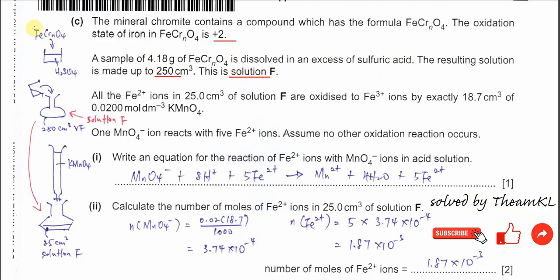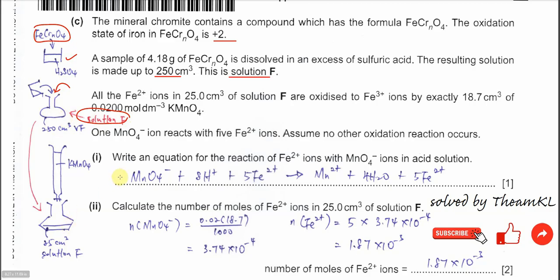Something like this. We put the sample, dissolve it in the acid. When it's all dissolved, we pour the solution into the 250 cm3 volumetric flask. After that, top up the water and shake it, homogenize the solution, and the solution now we call solution F. So in this titration, we just need to take 25 cm3 from this 250. So once solution F is prepared, we need to take 25 for titrations.